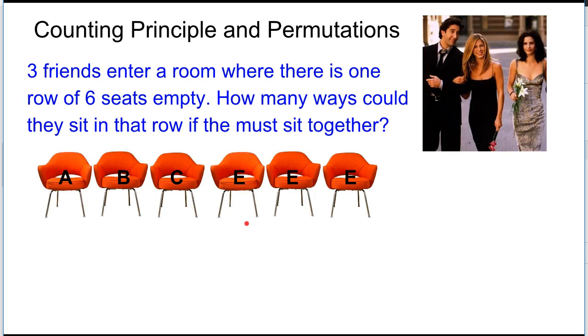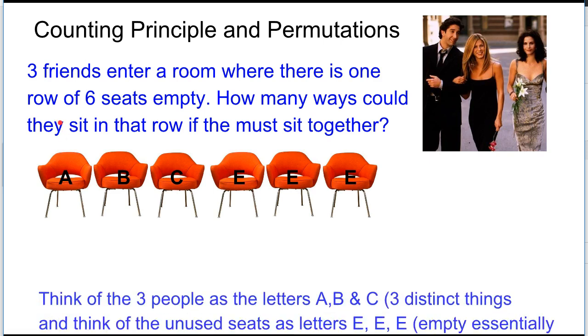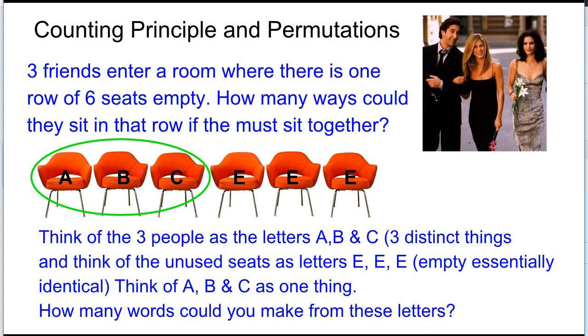3 friends enter a room. There is 1 row of 6 seats empty. How many different ways could they sit in the row if they must sit together? Okay, so now you'll notice I've got A, B, and C. Again, 3 friends, and they're not identical. And I still have my 3 empty seats. But the difference here is that I'm going to think of A, B, and C, my 3 friends, as being one thing. So the question is, I've got 1, 2, 3, 4 things now, if I do that.